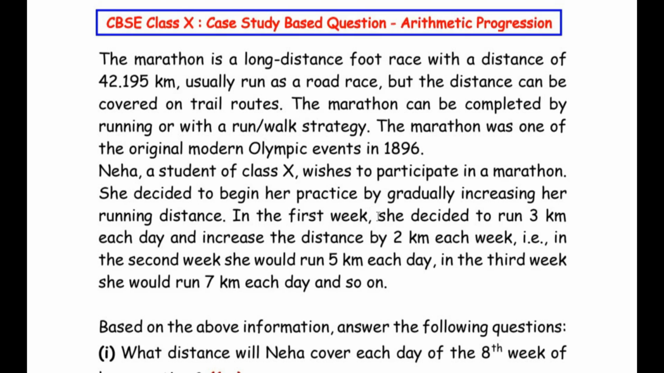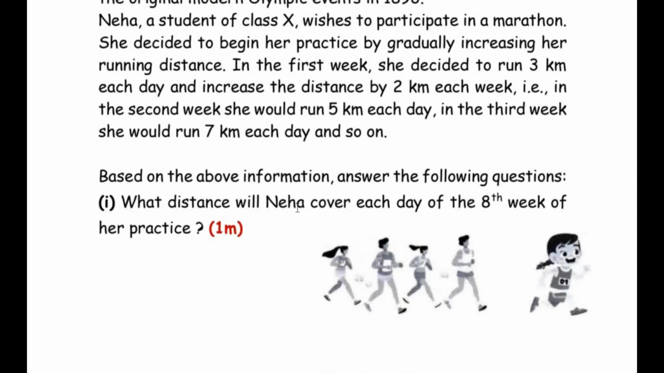So the plan is, in the first week, she decided to run 3 kilometers each day. Then in the second week, she is going to increase that distance by 2 km. That is, in the second week, she is going to run 5 km each day. That is 3 plus 2 gives us 5. Then in the third week, she again increases that distance by 2 km more. That is 5 plus 2, so she runs 7 km each day. This is how she is practicing to participate in the marathon. So here the first question is, what distance will Neha cover each day of the 8th week of her practice?